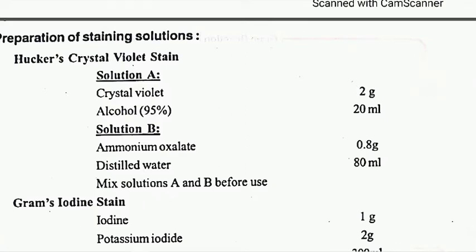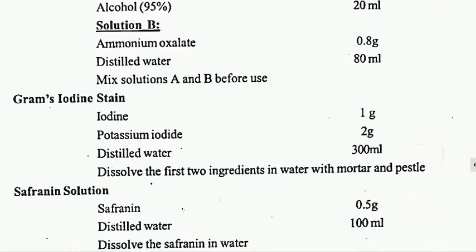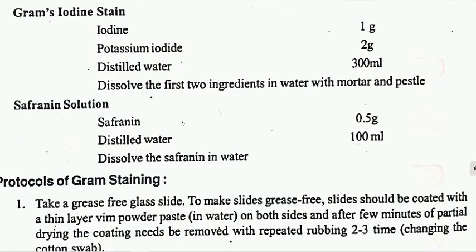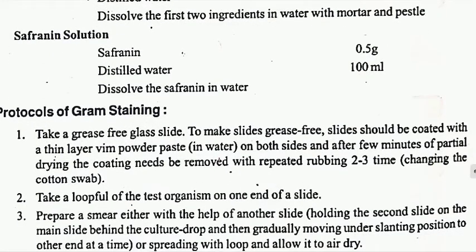Now the Gram iodine solution, how is it prepared? Take 1 gram of iodine, take 2 gram of potassium iodide and mix it in 300 ml of water. Dissolve the first two ingredients in the water with pestle and mortar. Then the safranin solution is prepared by dissolving 0.5 gram of safranin in 100 ml of distilled water.